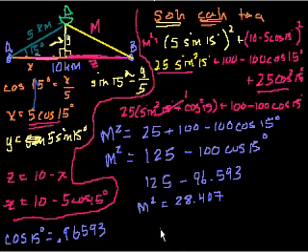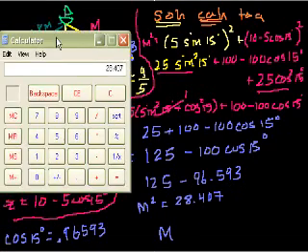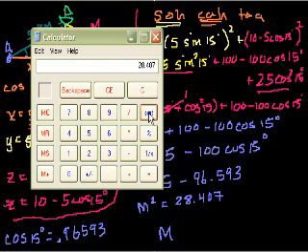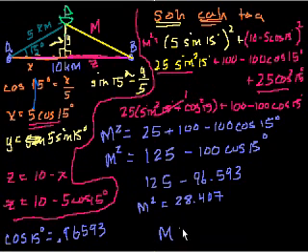So I have m squared is equal to 28.407. And so m is equal to, the square root of that is going to be 5 point something, right? Square root, 5.3298, so 5.33. M is equal to 5.33. And we're done.